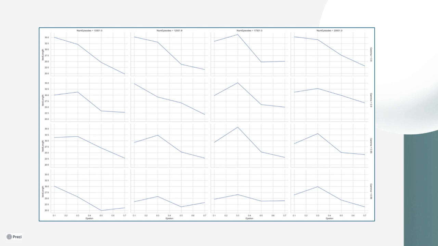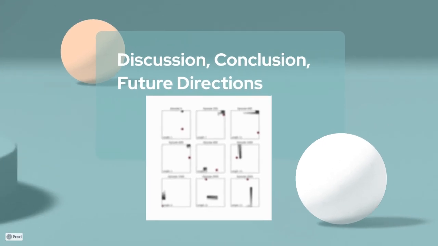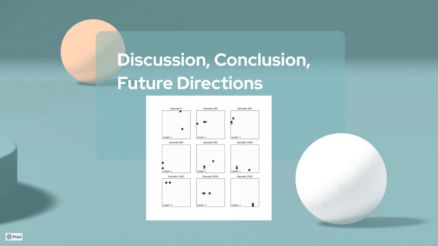In conclusion, our exploration into Q-learning with the Snake game demonstrated that optimal exploration rates and higher discount factors significantly enhance agent performance. These findings highlight the potential of tailored reinforcement learning strategies not only in gaming but also in complex applications like robotics and autonomous systems.